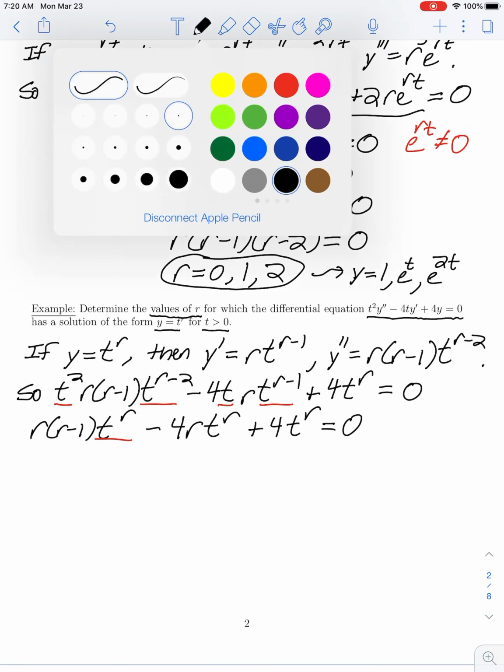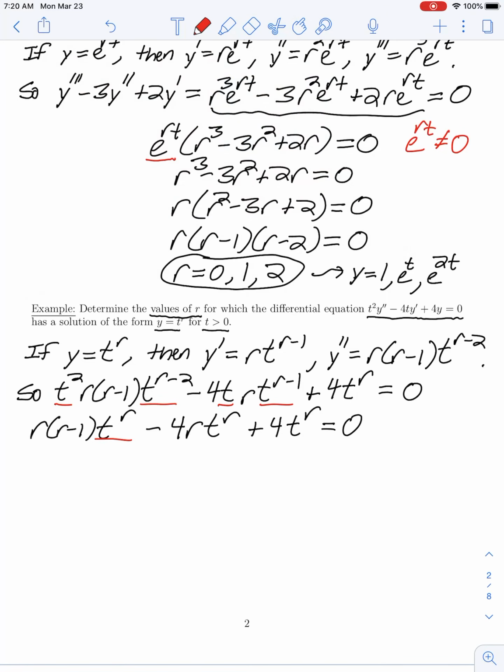So now, if we look at the expression on this left-hand side of our equation, we notice that every term involves the factor t to the r power. So if we factor out t to the r power, we are left with r times r minus 1, or if we distribute, r squared minus r, minus 4r plus 4 is equal to 0.